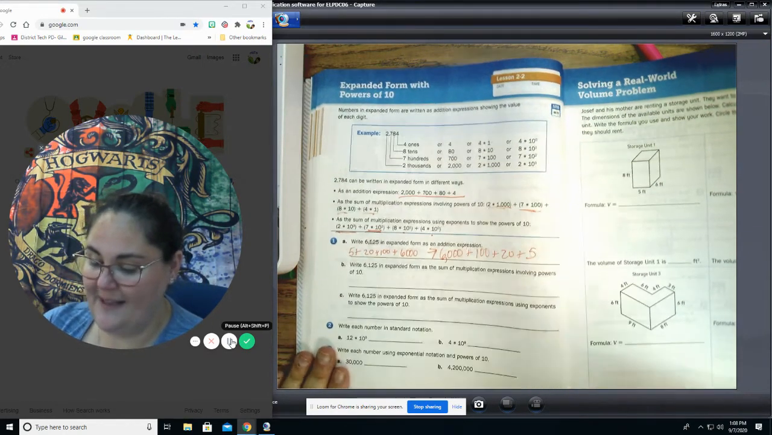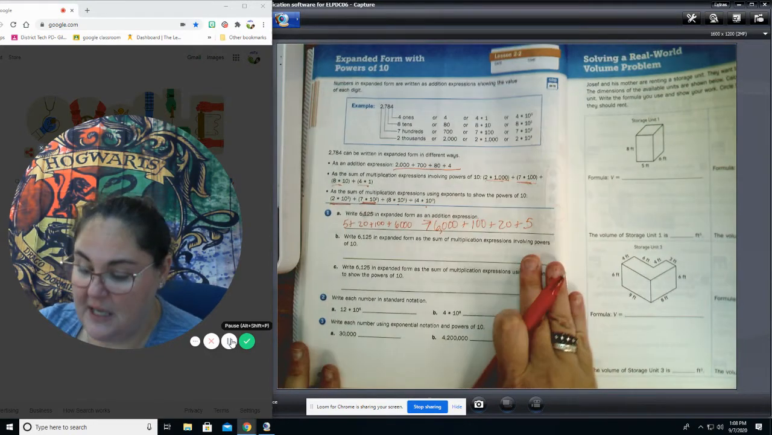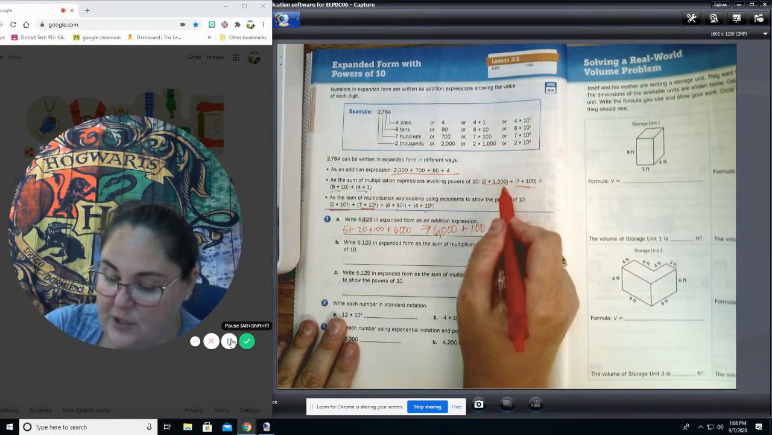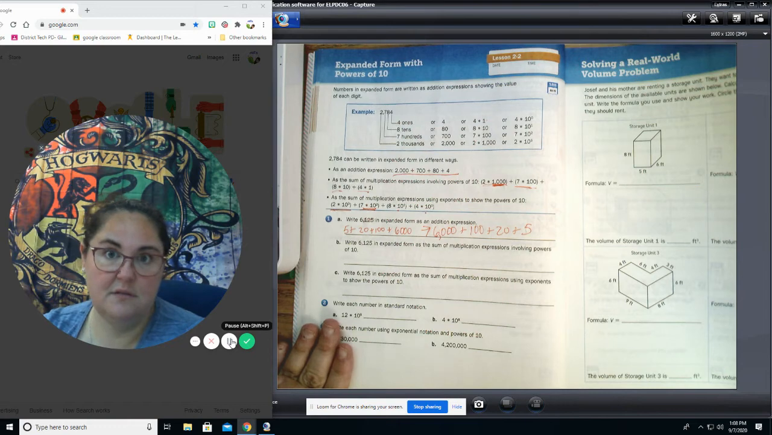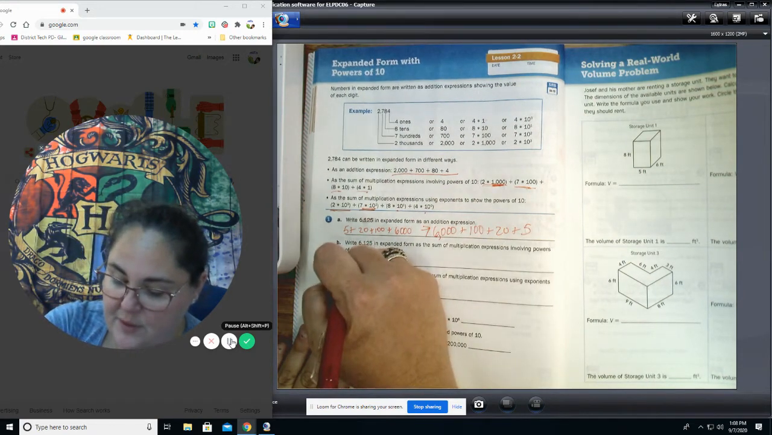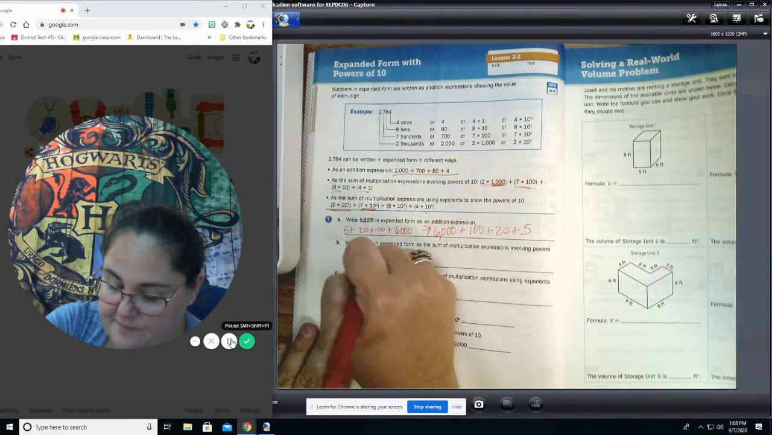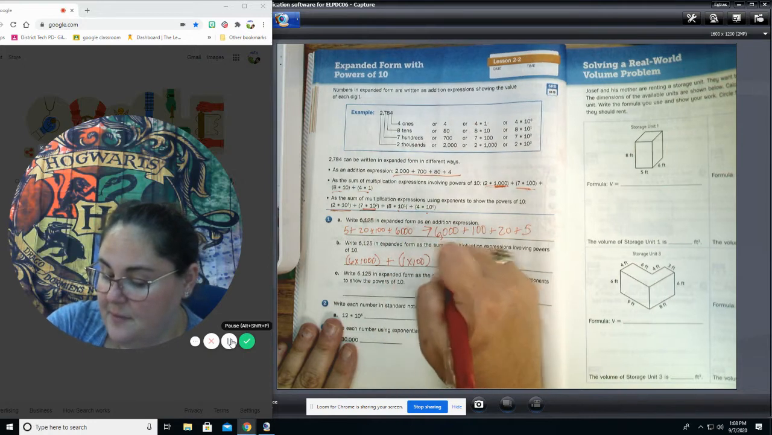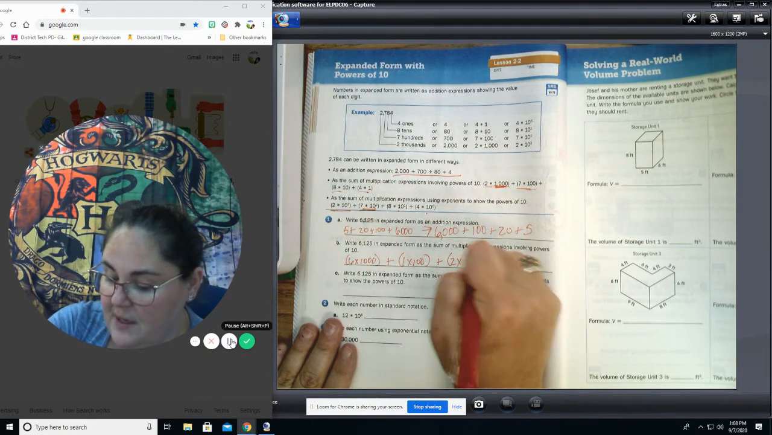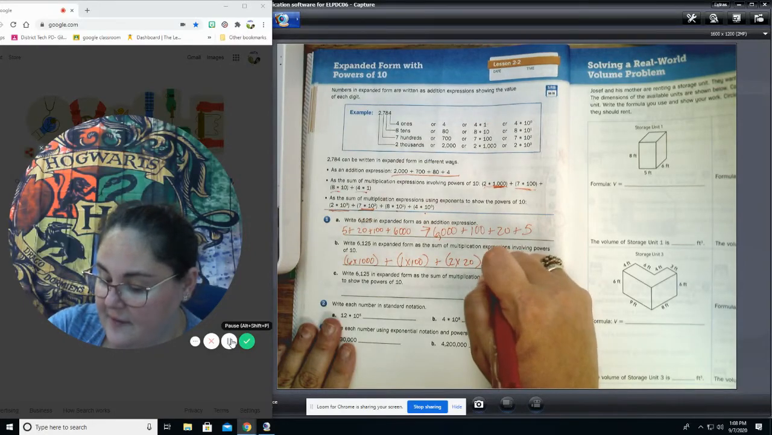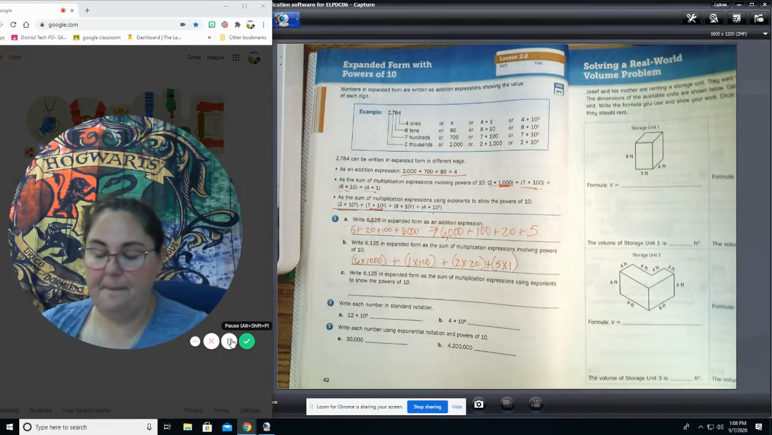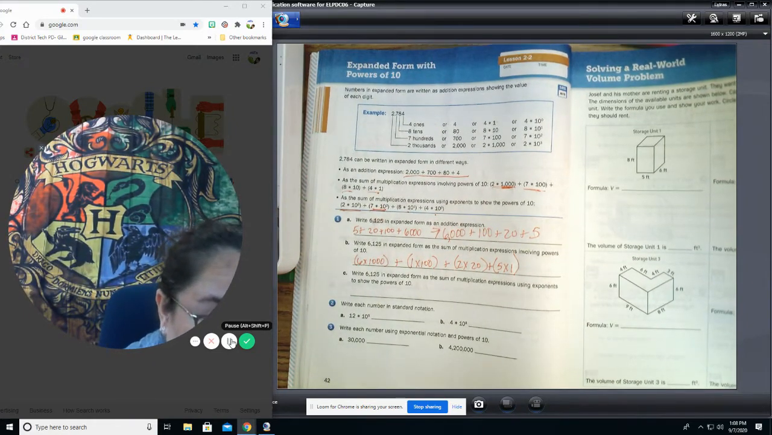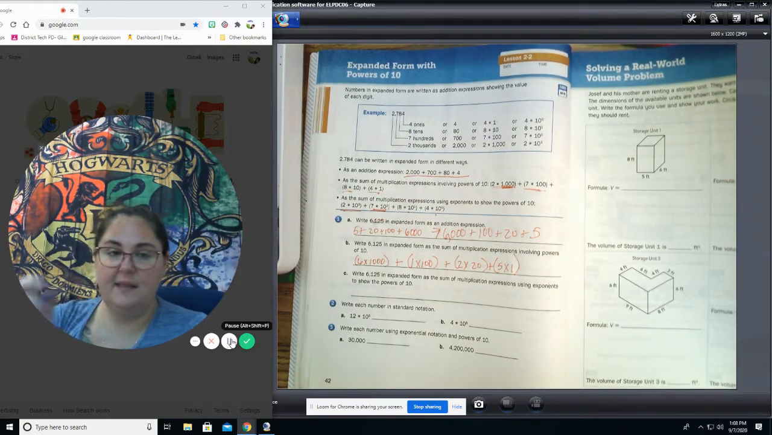Now let's talk about expanded form as the sum as multiplication using the powers of 10. Involving the powers of 10 are the ones where you say 1,000. So we're going to do 6 times 1,000 plus 1 times 100 plus 2 times 10 plus 5 times 1. Those should be a review because we did those yesterday.